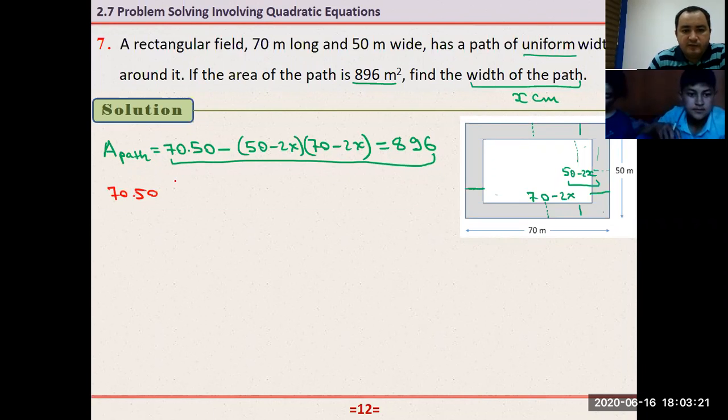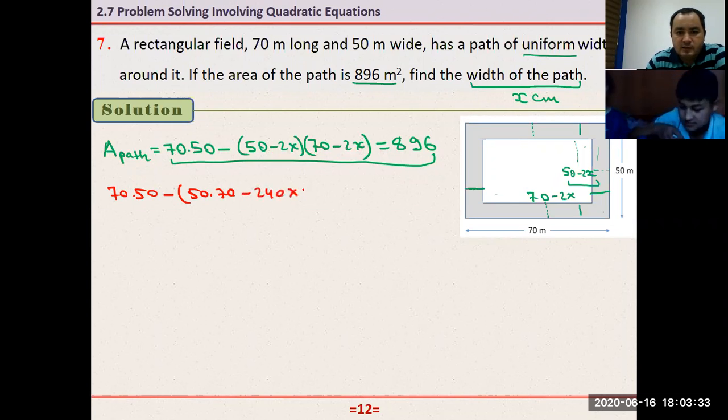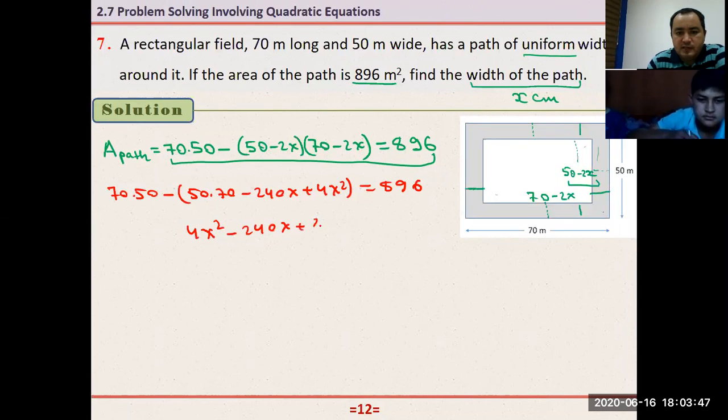70 times 50 minus (50 minus 2x) times (70 minus 2x), right? 50 times minus 2x is minus 100x, and minus 140x, so minus 240x plus 4x squared, equals 896. So these two things cancel each other. Here we have 4x squared minus 240x plus 896 equals 0. Is it a quadratic equation?